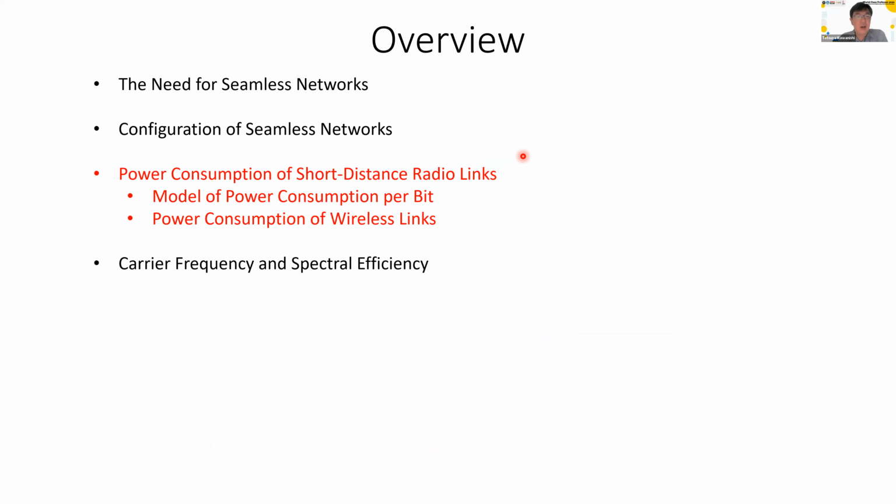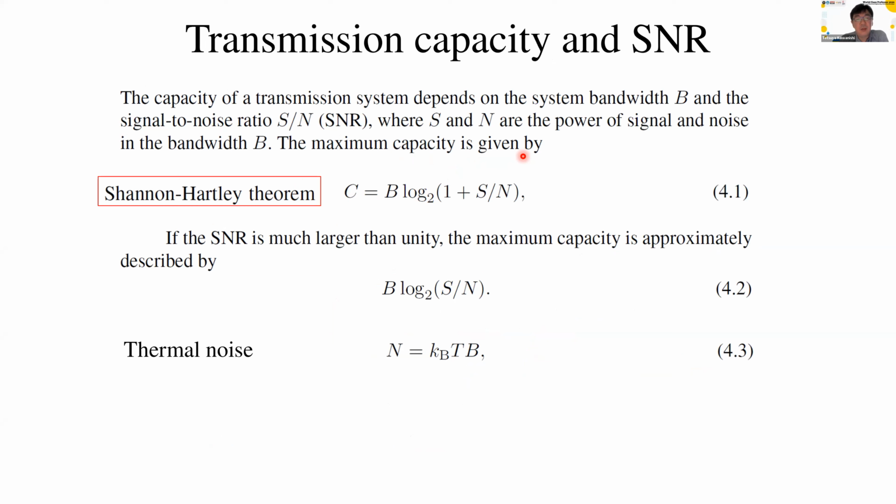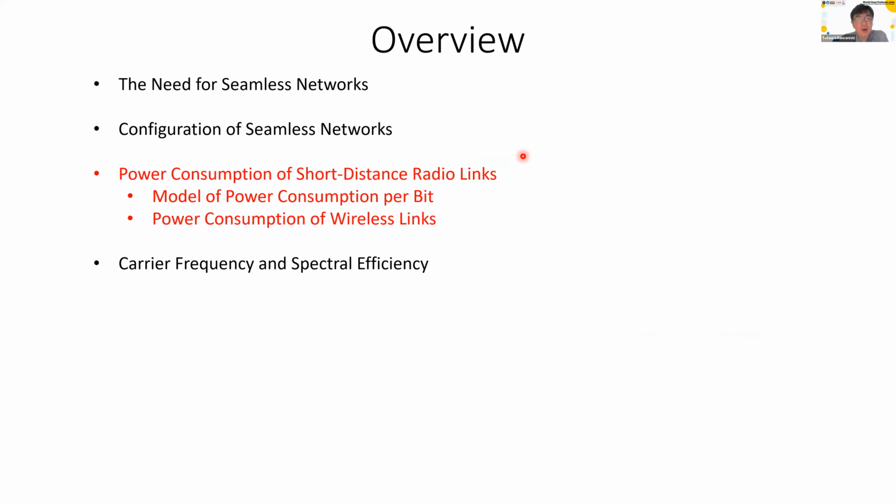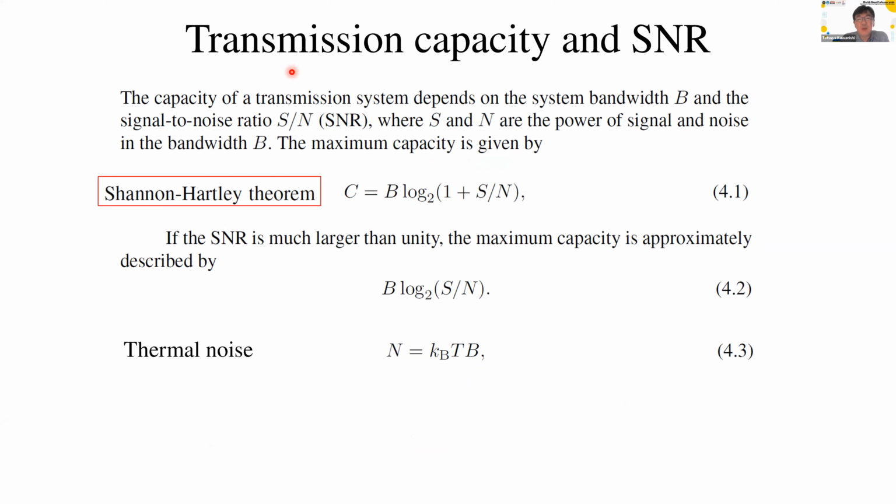Okay, so I'd like to move on to another point. Here I'd like to talk about the power consumption of the short distance radio link. The transmission capacity can be described by the SNR, maybe you know, by using the Shannon-Hartley theorem.